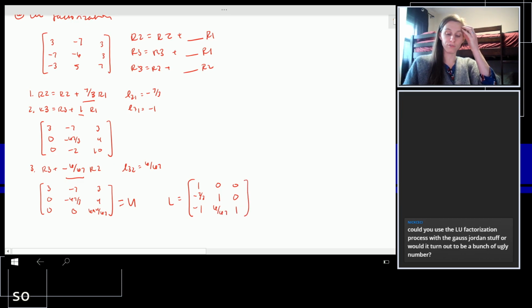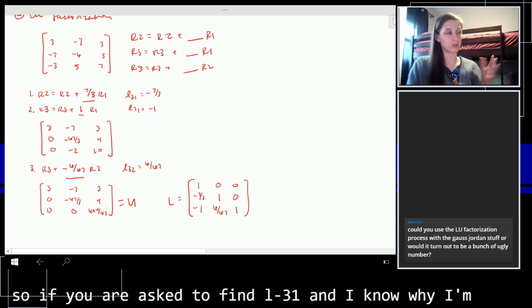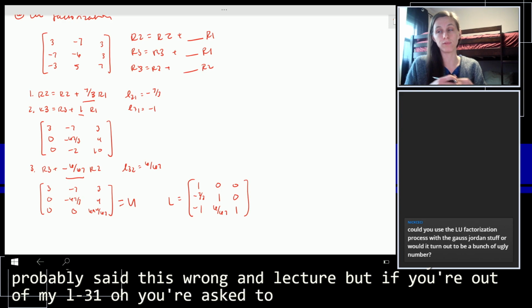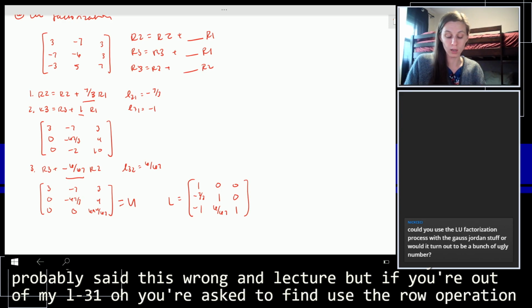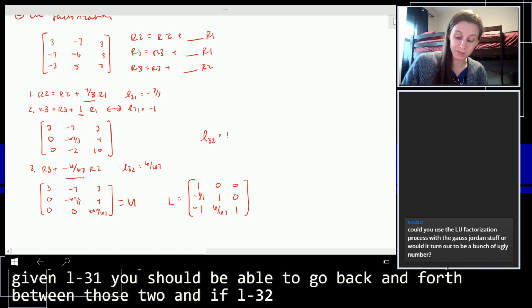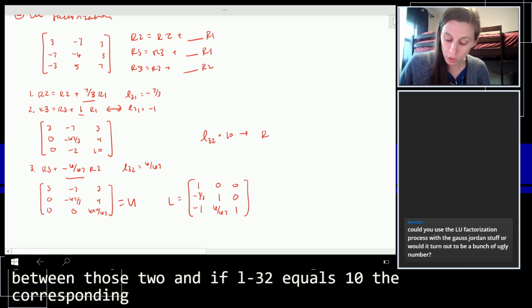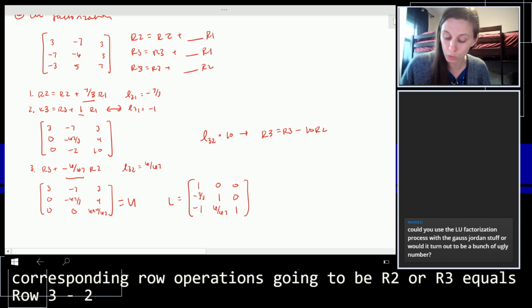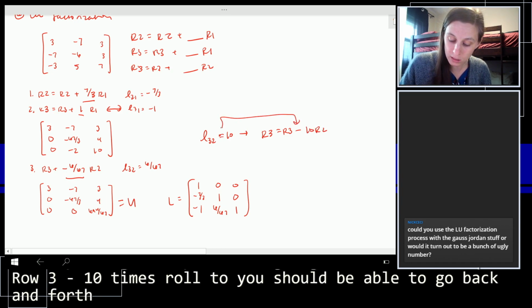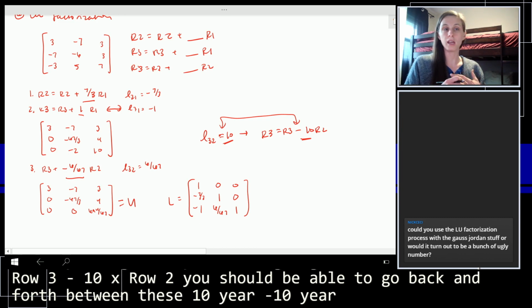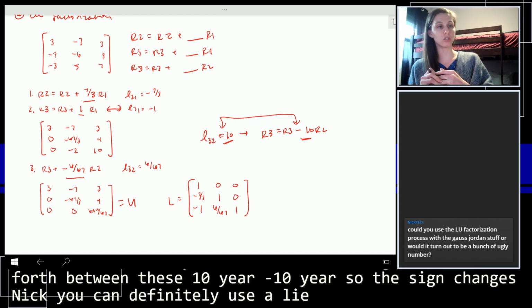So if you are asked to find L31, and I know I probably said this wrong in lecture, or you're asked to use the row operation given L31, you should be able to go back and forth between those two. If L32 equals 10, the corresponding row operation is going to be R3 equals row 3 minus 10 times row 2. You should be able to go back and forth between these. The 10 here, negative 10 here. So the sign changes.